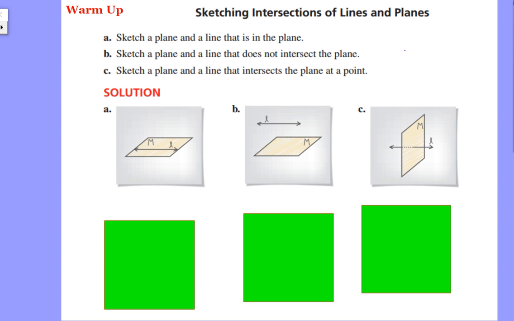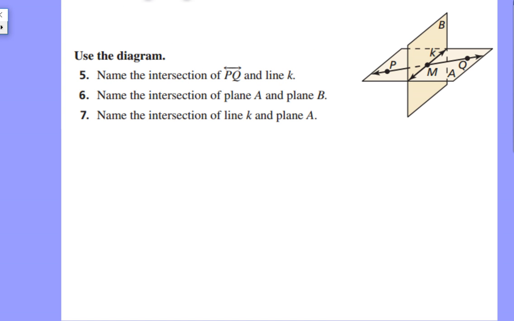So let's take a look here at another example where we use one big diagram to identify our points of intersection. It says, using the following diagram, name the intersection of line PQ and line K. So remember, two lines intersect at a given point. Two lines intersect at a given point. So here for number 5, PQ and K intersect at point M.